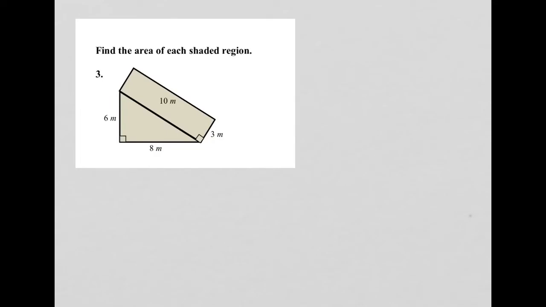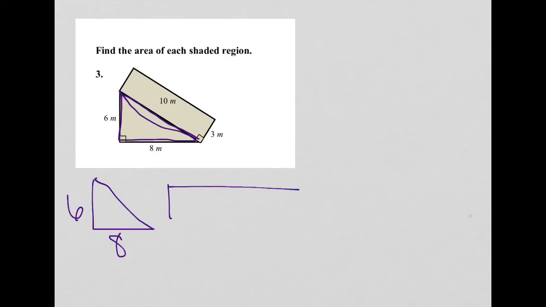Number 3, we have a triangle, and then we have a rectangle. So the triangle has a base of 8 and a height of 6, and then the rectangle that's slanted, I'm going to draw it straight, has a width of 3 and a length of 10. So now we have to find the area of each one.